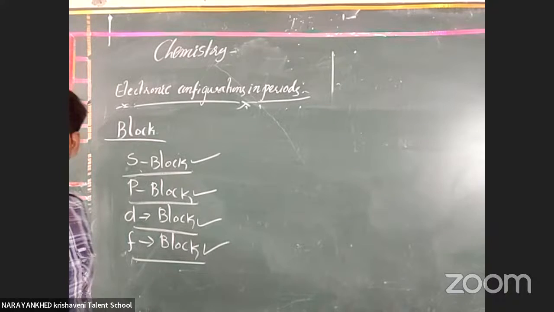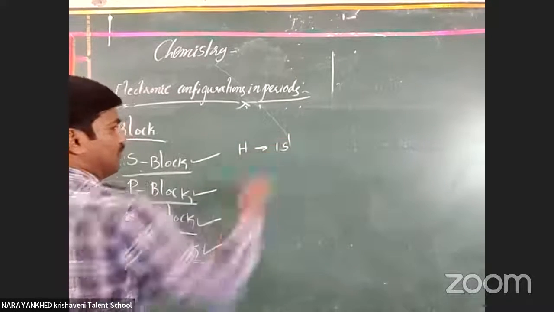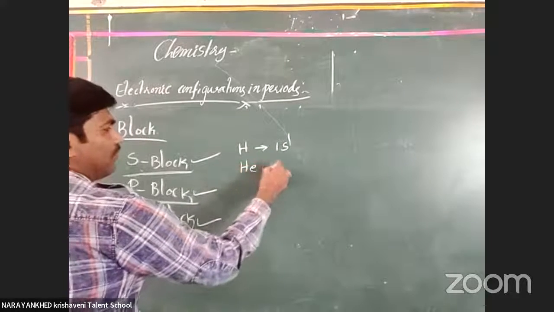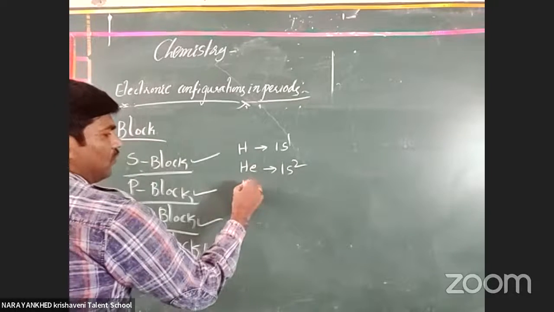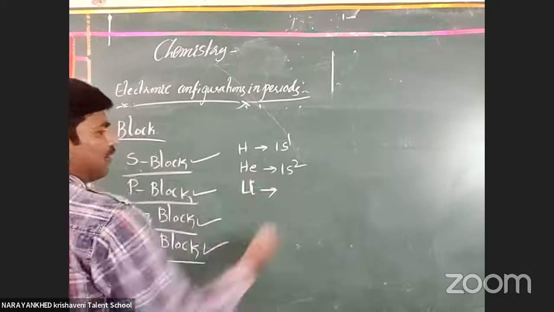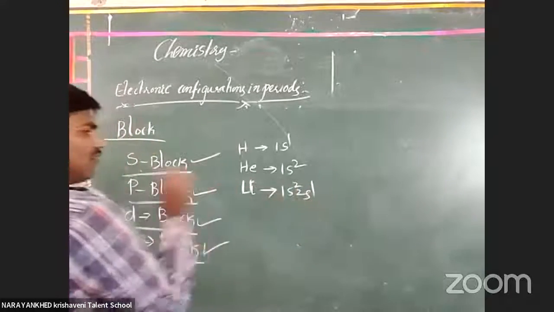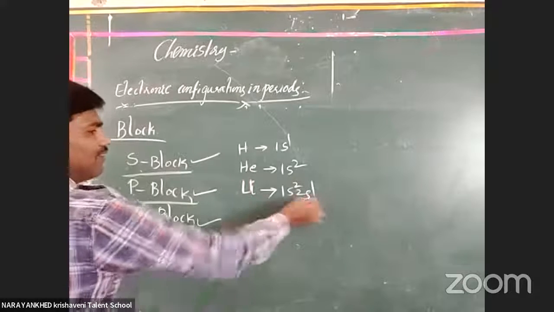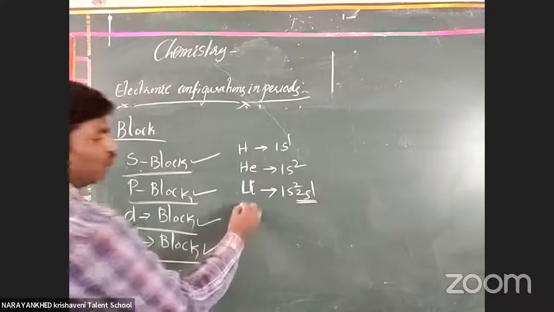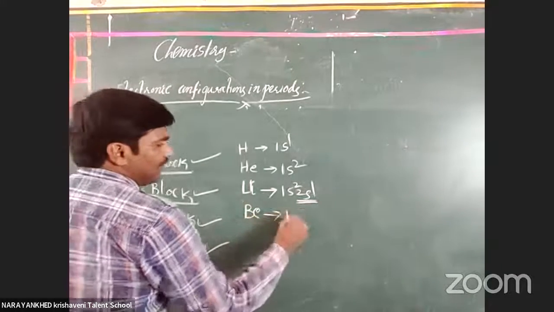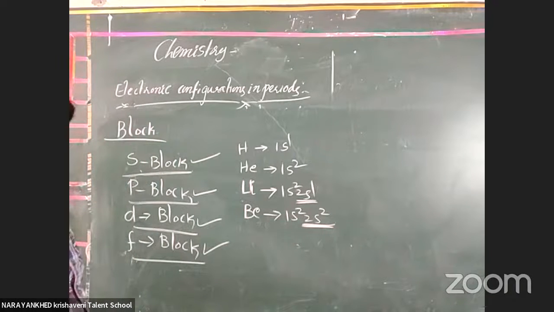S-block elements. Suppose you take hydrogen, the electron contains 1s1 only. Helium contains electrons in the s orbital only. Suppose you take lithium, 1s2, 2s1. It is also s-block only, because the outermost orbital is s only. Now we take beryllium. It contains 1s2, 2s2. The outermost electrons are also in the s orbital only.